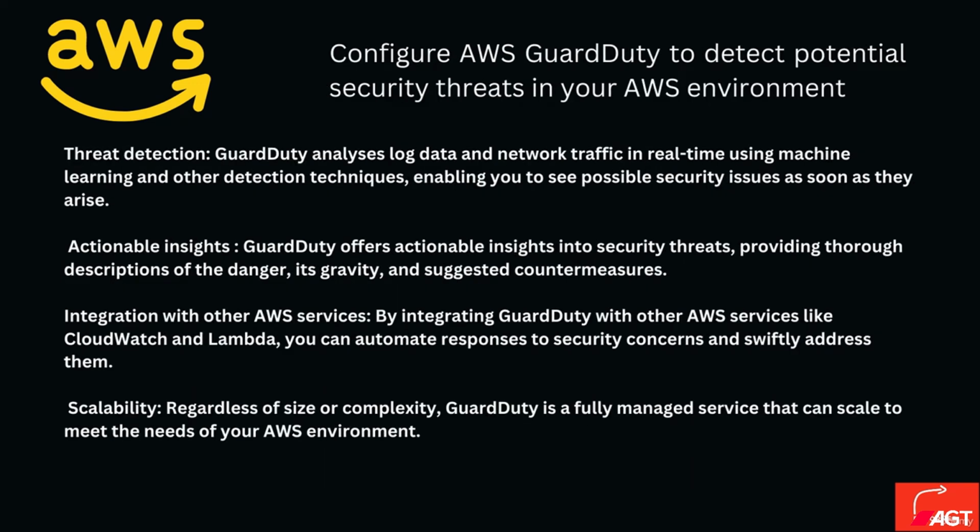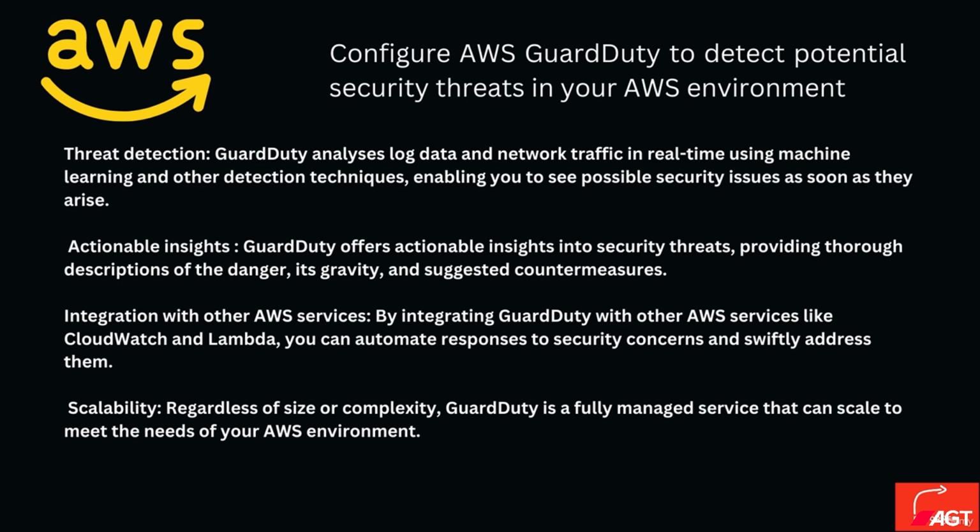Configure AWS GuardDuty to detect potential security threats in your AWS environment. AWS GuardDuty, a threat detection service, constantly scans your AWS environment for potential security risks. GuardDuty analyzes log data and network traffic using machine learning and other detection techniques to spot potential security problems, including unauthorized access attempts, malicious behavior, or data exfiltration. You may identify possible security threats in your Amazon environment and respond to them by setting up AWS GuardDuty. This can assist you in preventing unwanted access, data breaches, and other security events on your AWS resources.